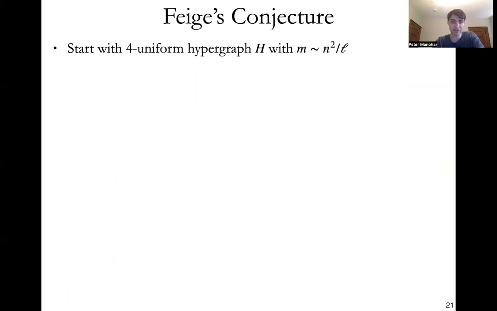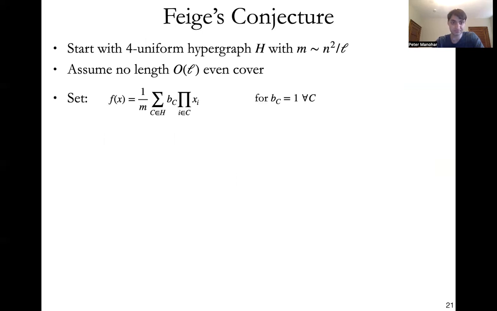So in Feige's conjecture, we start with a 4 uniform hypergraph with n squared over L hyperedges. And we want to show that there is a length order L even cover. So we're going to assume that there is no such even cover. So what we do is we set f of x to be the same polynomial as before, but now the b sub c's are up to us to choose because there's no 4XOR instance. So we'll set b sub c to be 1 for every c.